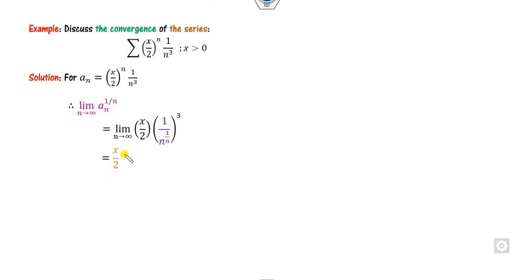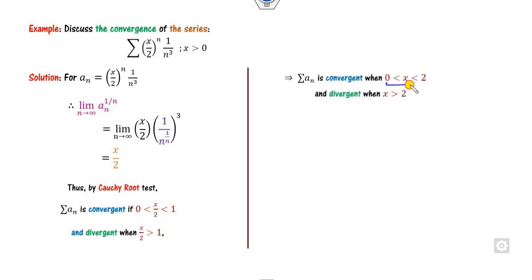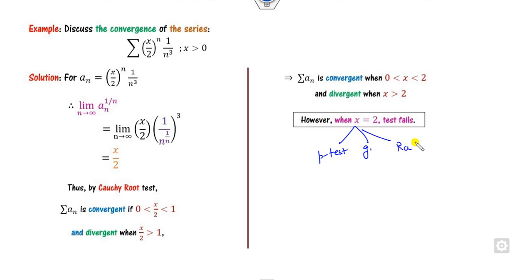So by using the Cauchy root test, this series is convergent when this is less than 1 and also x is greater than 0, and divergent when x is greater than 2. Or you can say the series is convergent when x lies between 0 and 2 and divergent otherwise. But what will happen when this value is 1, that is x is 2? Then the root test will fail. Once the root test fails, we will apply another test like the p-test, geometric series, the ratio test or a limit comparison test, we will see.